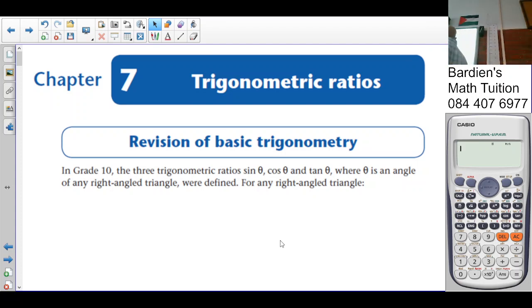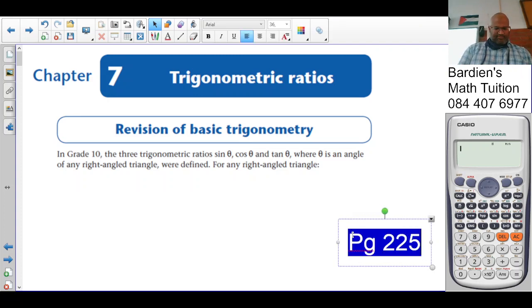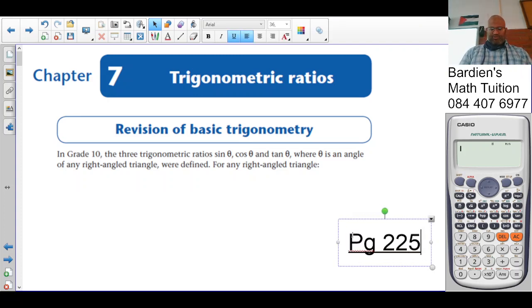So, when we started off trigonometry, which page is this on? Sorry? Page 225. 220. Okay.